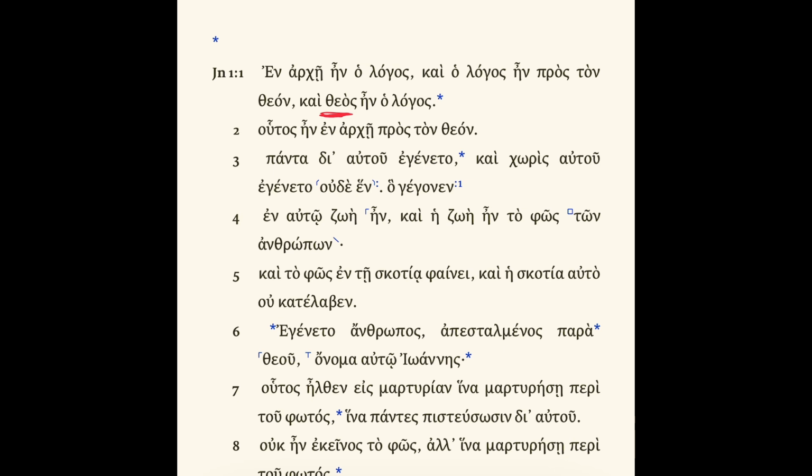If John had included the article, right there between kai and theos, it could imply identity, that the Word is the Father. And that would collapse the distinction between these two persons of the Trinity. Instead, by omitting the article, John avoids this confusion and maintains the distinction between the Father and the Word.